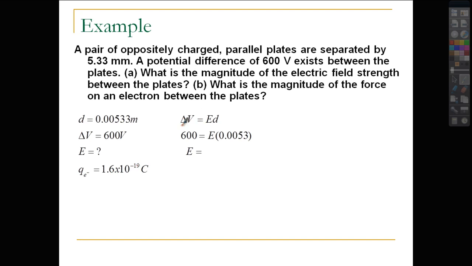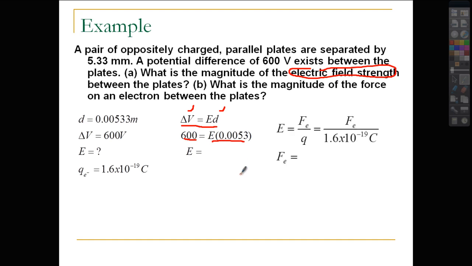So here's the equation we're going to use. Delta V equals E times D. We have our delta V. We have our D. So we're trying to find E, the electric field strength. So we plug in our numbers. 600 equals E times 0.0053. We divide both sides by 0.0053. And we get... Plug that in the calculator and see what you get. I'll show you the answer in a second.